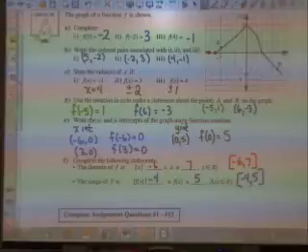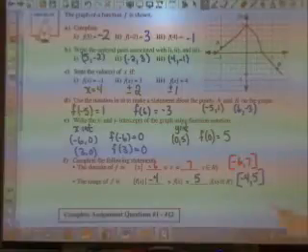So the biggest lesson, or the biggest understanding in this lesson, is just that I don't have to have my equations as a y equals. They could be an f of x equals.